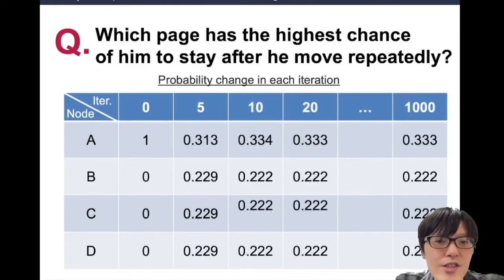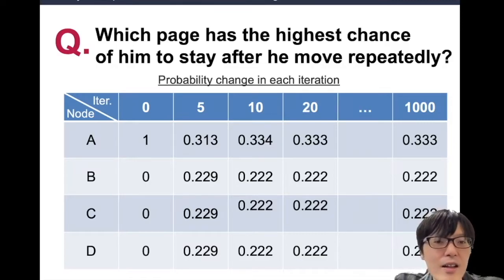Here we have a question. When transition repeats infinitely, what will happen? The answer is the probability will be converged. The probability will be stable after the infinite repetition.